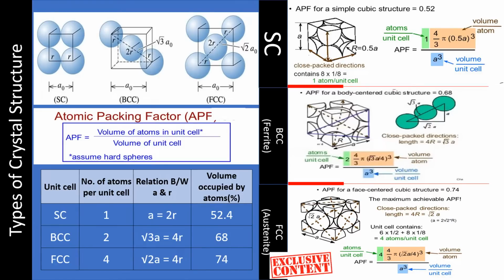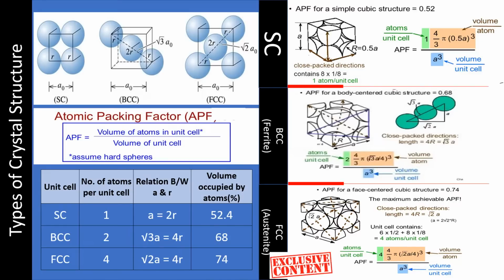So for these three, simple cubic, BCC and FCC, we have already established how many atoms are there within the unit: 1, 2, and 4 respectively. If we multiply by the volume of any particular atom, that is simply 4/3 πr³.